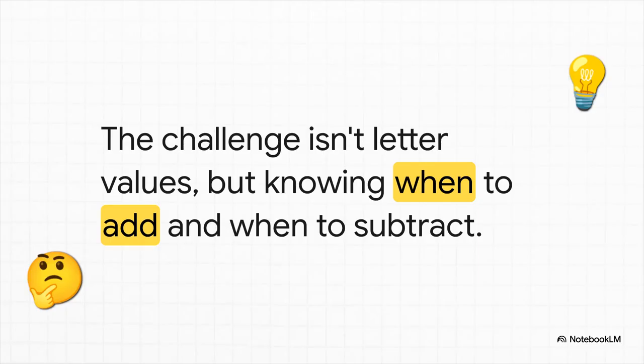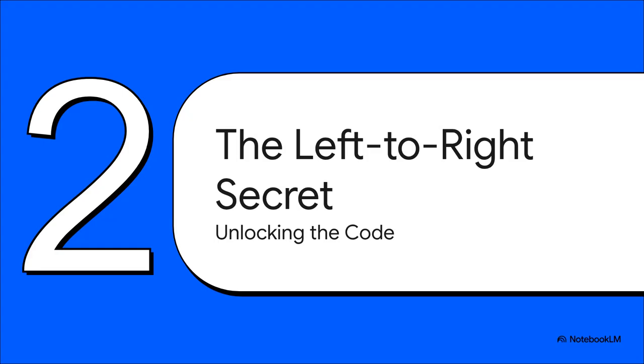And that's the crucial point. Look, we all know V is 5 and I is 1. That's the easy part. The real trick, the core of the problem, is figuring out that hidden rule that tells you when to use a plus sign and when to use a minus sign. So, are you ready for the secret, the aha moment?